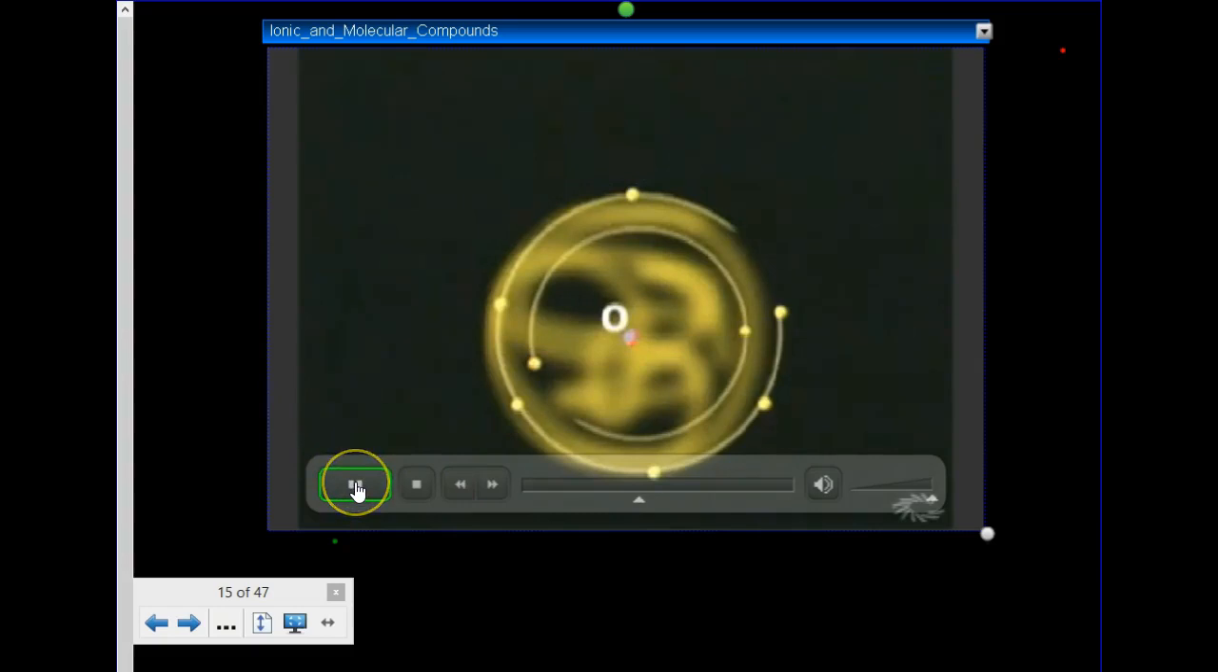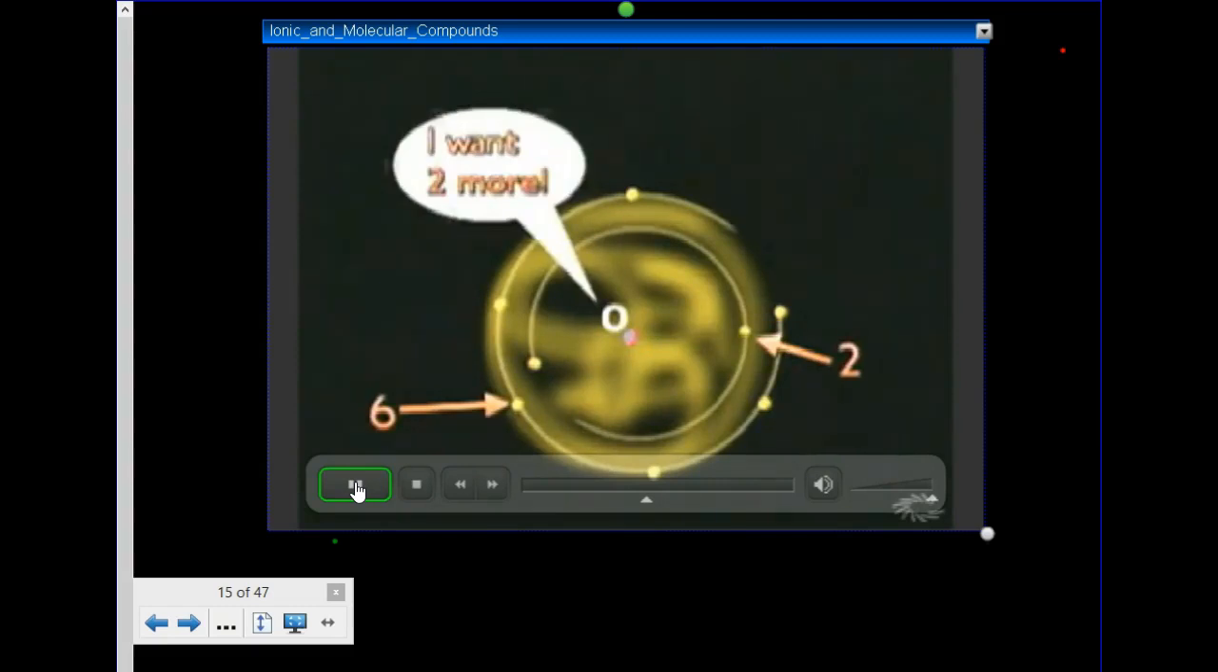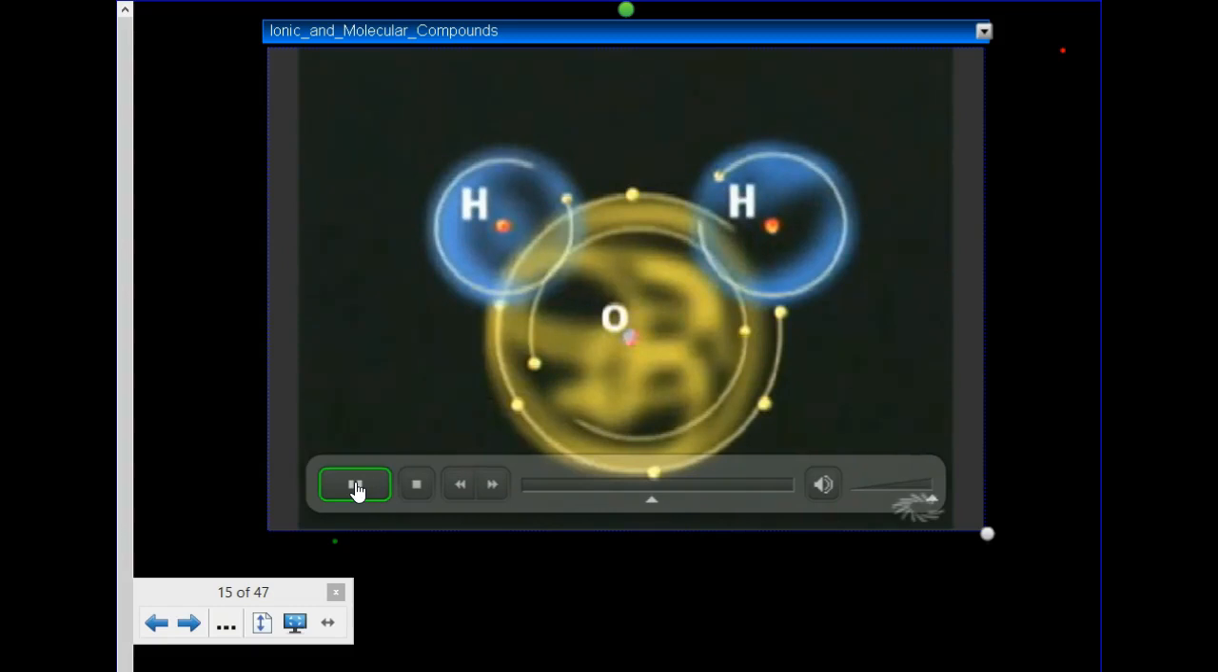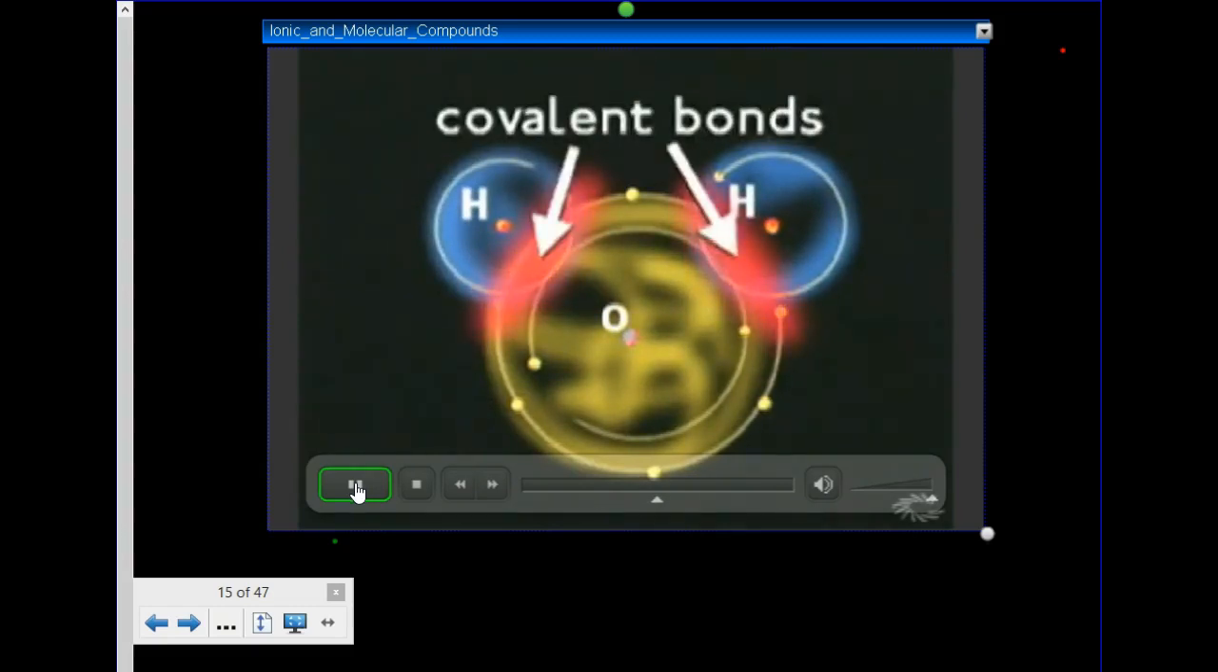Oxygen, for example, has 8 electrons. In order to become stable and have a complete outer shell, it needs another 2 electrons. Hydrogen has only 1 electron, but when 2 hydrogen atoms combine with an oxygen atom, the 3 atoms share electrons in the molecule.